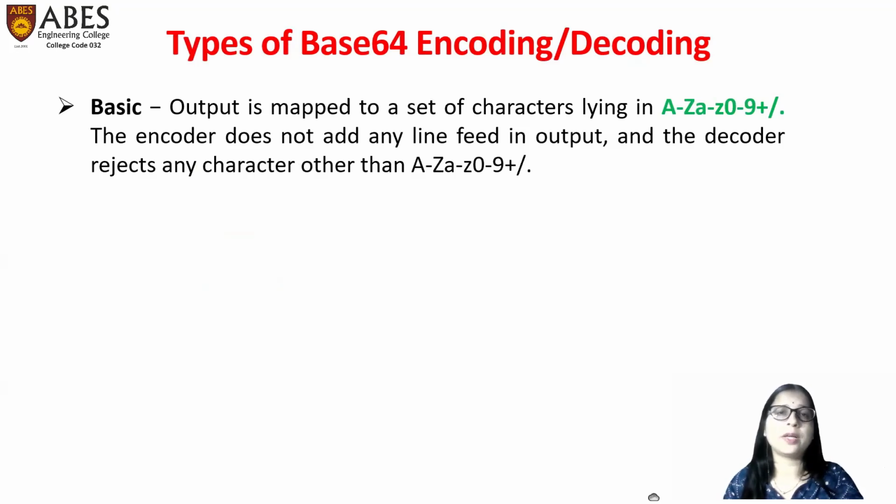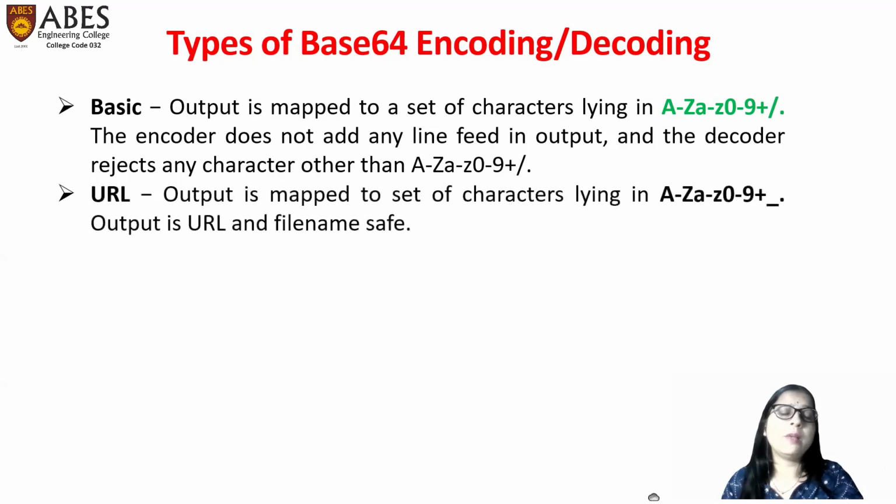Among the types of encoding, first, when we do a basic encoding, the output is mapped to a set of characters lying in uppercase A to Z and lowercase a to z, then numbers 0 to 9, and then the symbols plus and slash. The encoder does not add any line feed in the output, and the decoder rejects any character other than the mentioned characters.